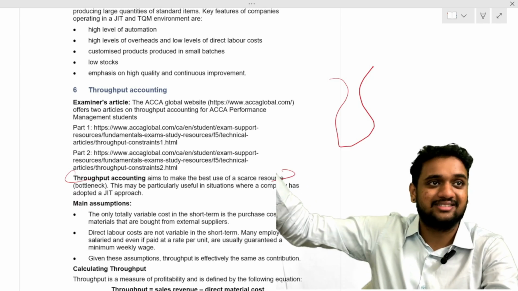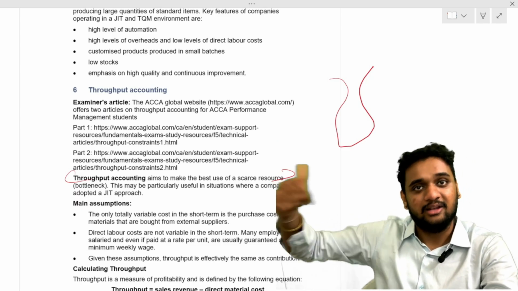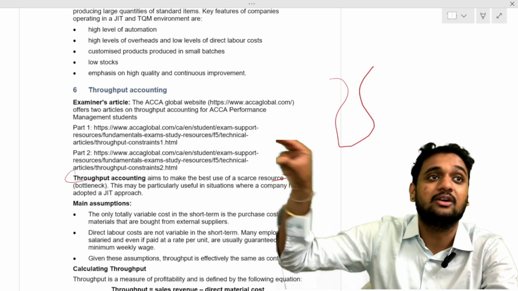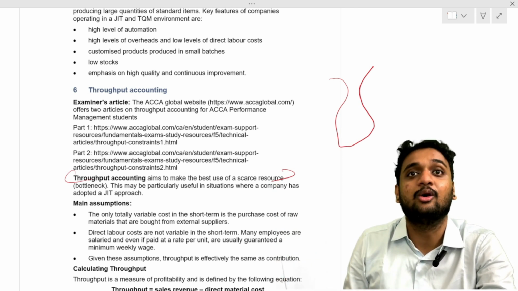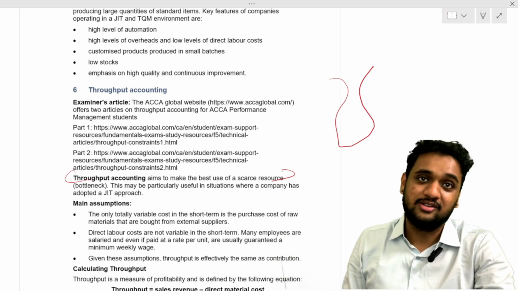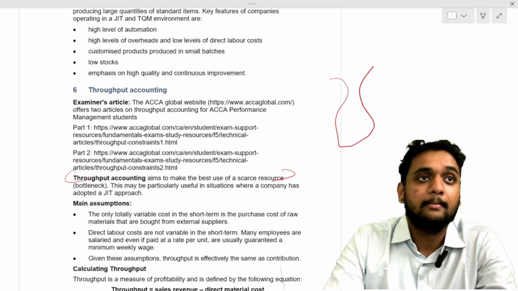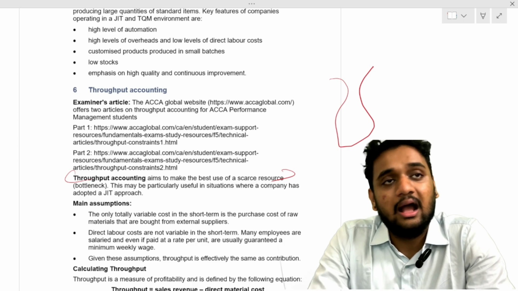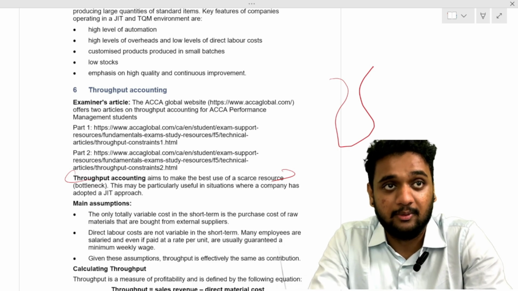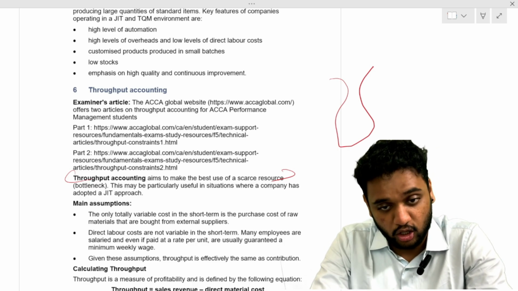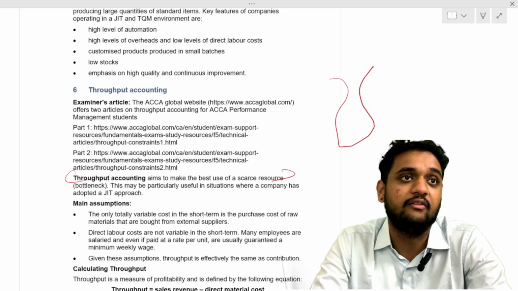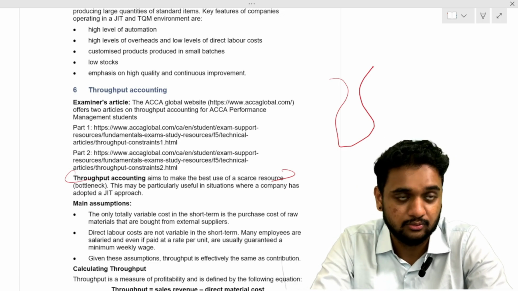Our machine hours were scarce. It was a constraint of limiting factor. How we can make the best use of that limiting factor is what we saw. How will you find out? Contribution per limiting factor. We'll rank, then we'll produce accordingly. Same similar thing we will do here. Here we can do improvements for practical and theoretical purposes. We'll do some questions now.